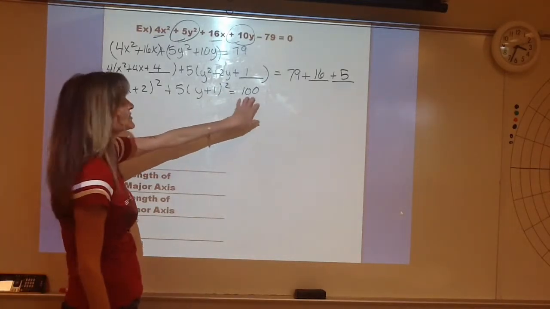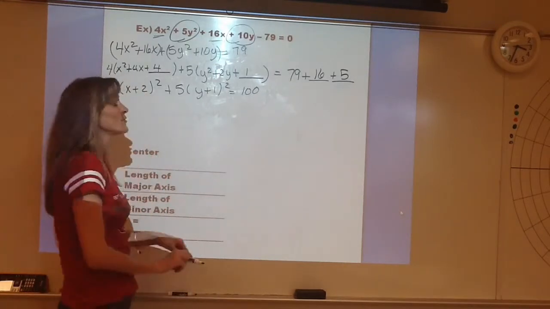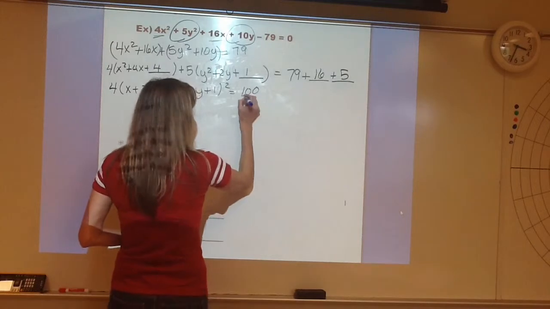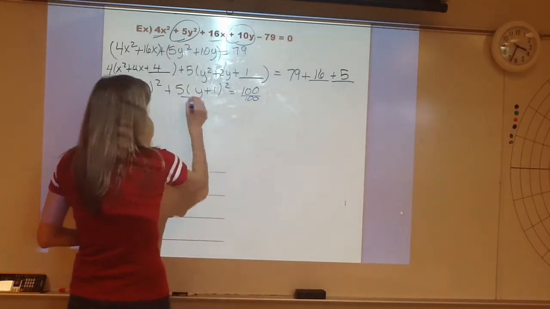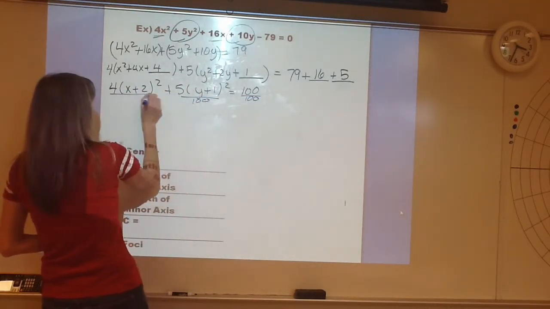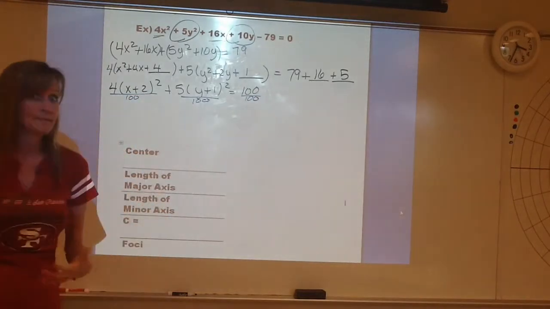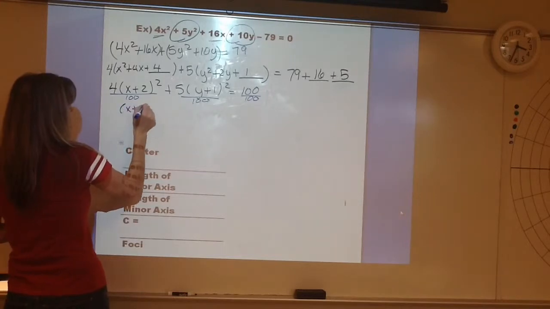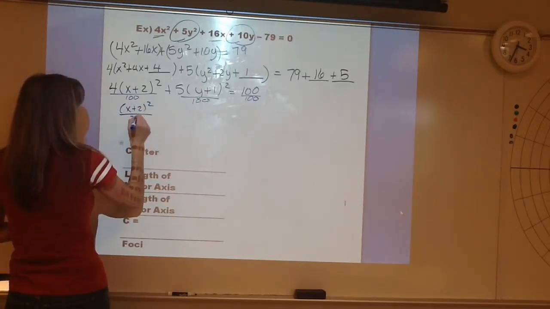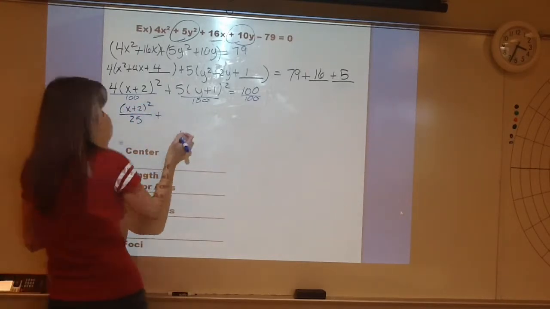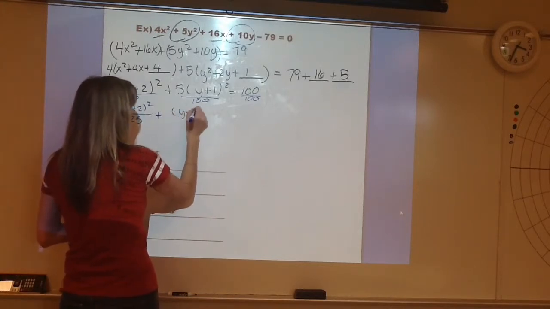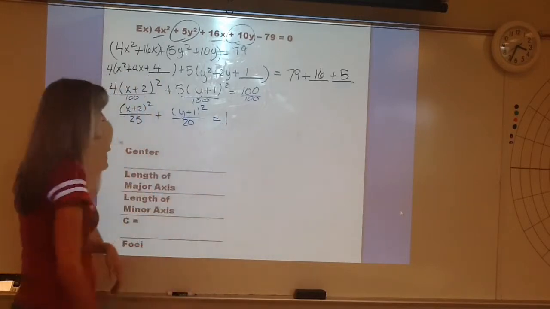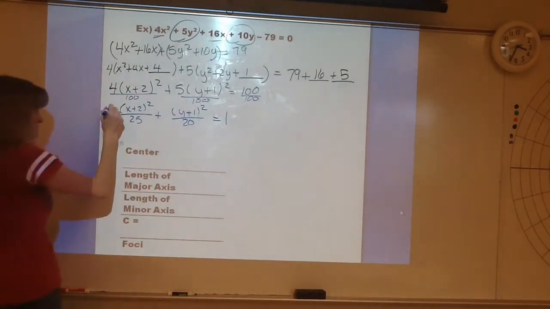We want this to be 1. So like I told you before, the easy thing to do is we're going to go through and divide everything by whatever this is. So I'm going to divide this term by 100, this term by 100, and this term by 100, and I'm going to reduce it. So this reduces to be x plus 2 squared over 25. And this reduces to be y plus 1 squared over 20 equals 1. And there's our equation.